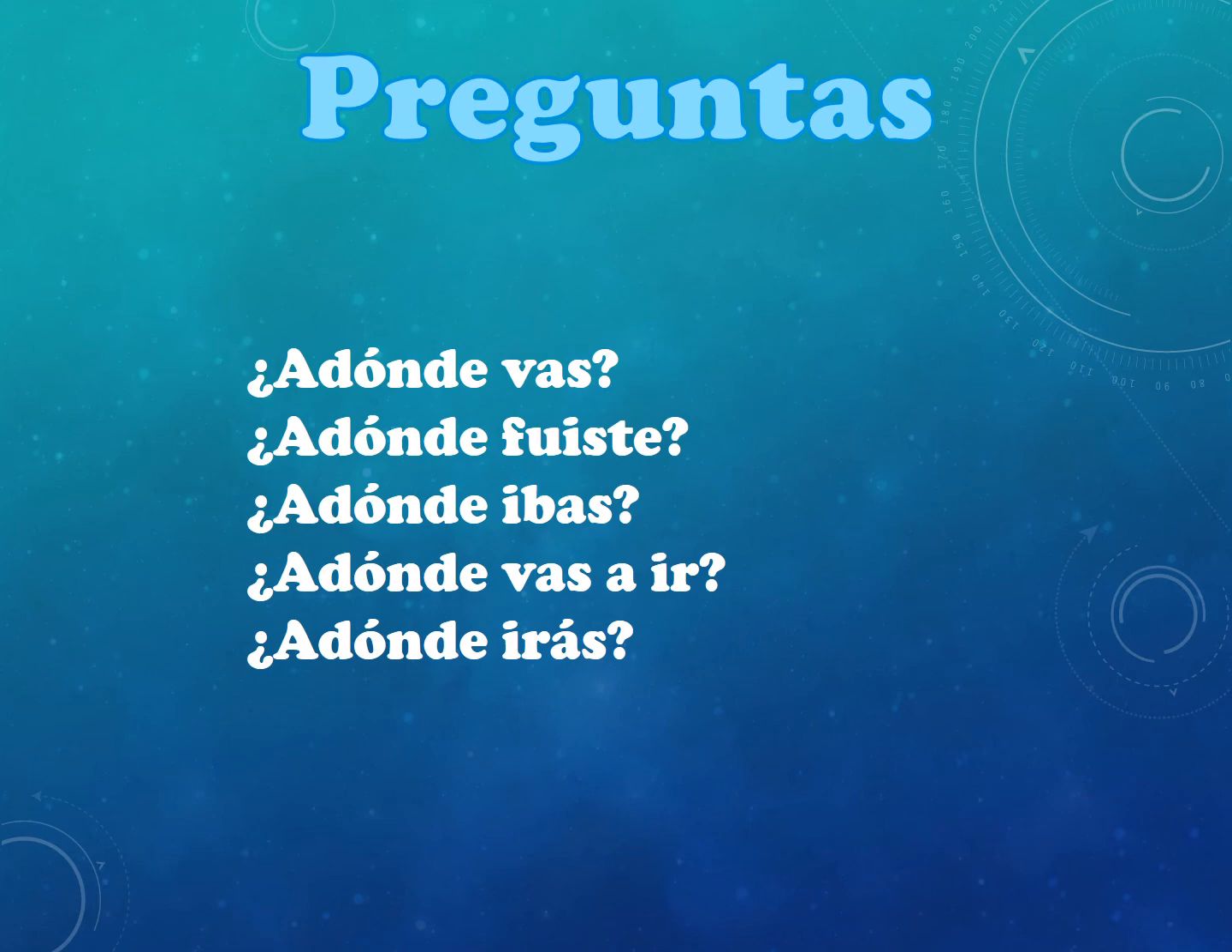Then we look at ¿a dónde vas? We have talked about ¿a dónde vas? Where are you going right now? We've done ¿a dónde fuiste? Where did you go? We've done ¿a dónde irás? Where will you go? We've also done ¿a dónde vas a ir? Where are you going to go? ¿A dónde ibas? Again, that's the imperfecto form. Where were you going? Or where did you used to go?